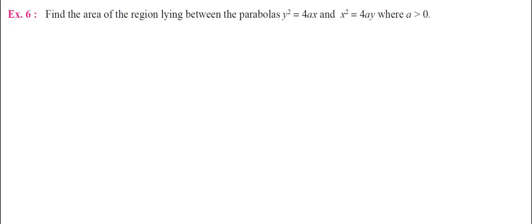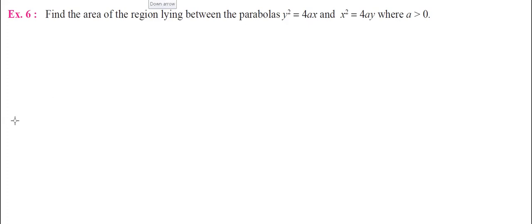Okay, so what is the first point? Example number 6: find the area of the region lying between the parabolas y square is equal to 4x and x square is equal to 4ay, where a is greater than 0.